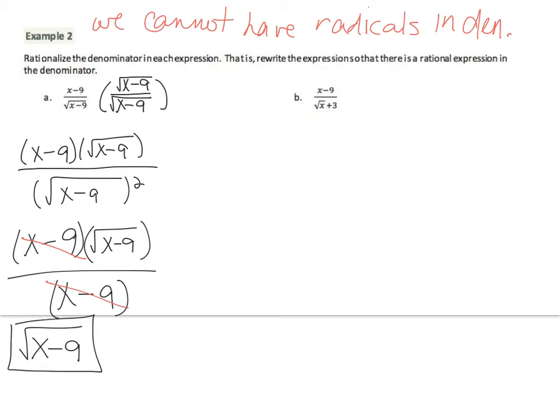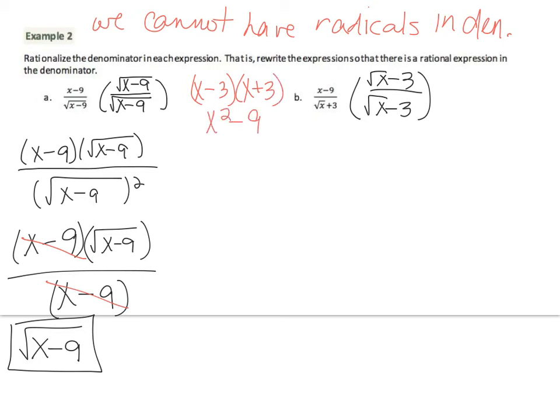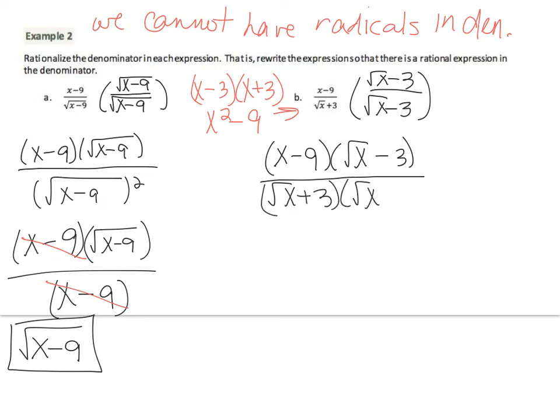All right, so let's try another one. I'm going to multiply the top and the bottom by square root of x minus 3. No, I did not make a mistake, but we learned a long time ago that if I multiply positive and negative, I get difference of two squares. That's what I'm looking for here. It's a great way to get rid of a radical, and to get rid of it with no middle term. So this time I have to FOIL. X minus 9 times square root of x minus 3 all over square root of x plus 3 times square root of x minus 3.